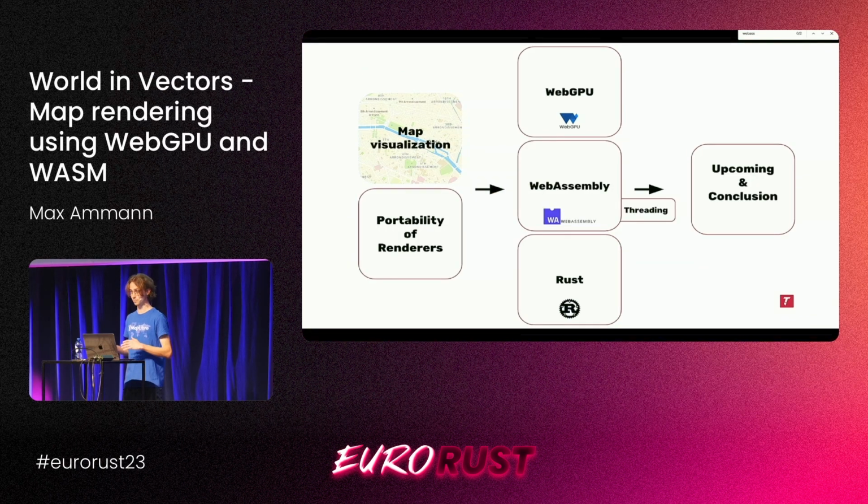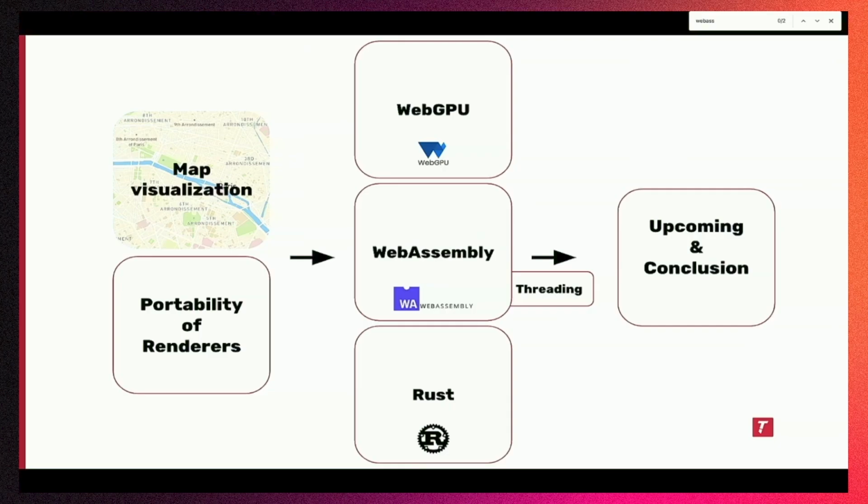So I want to talk about map visualization and also then about portability of maps, and the great technologies which are closely related to Rust, which make this available. There's WebGPU, WebAssembly. I want to talk a little bit about threading in WebAssembly, a little bit about Rust and about some upcoming features in this renderer, and draw some conclusions from that.